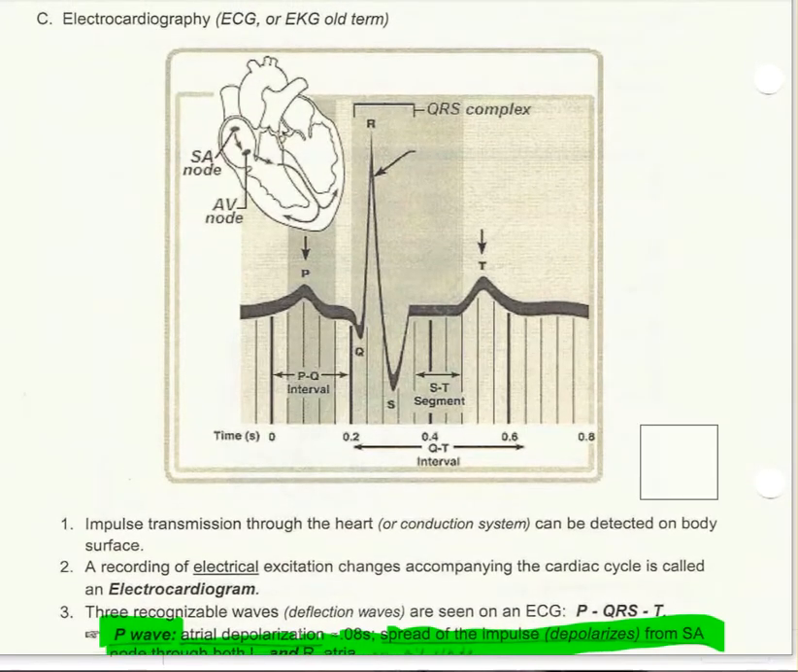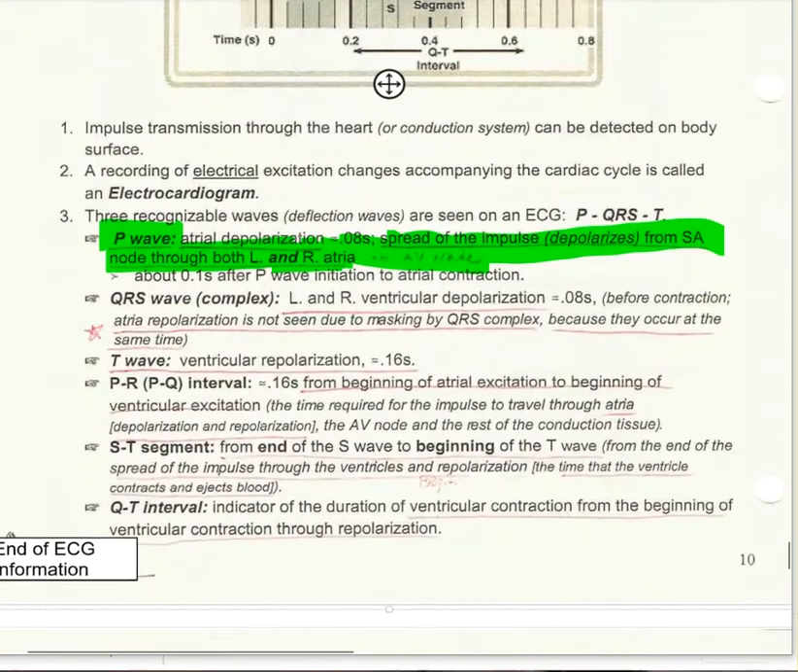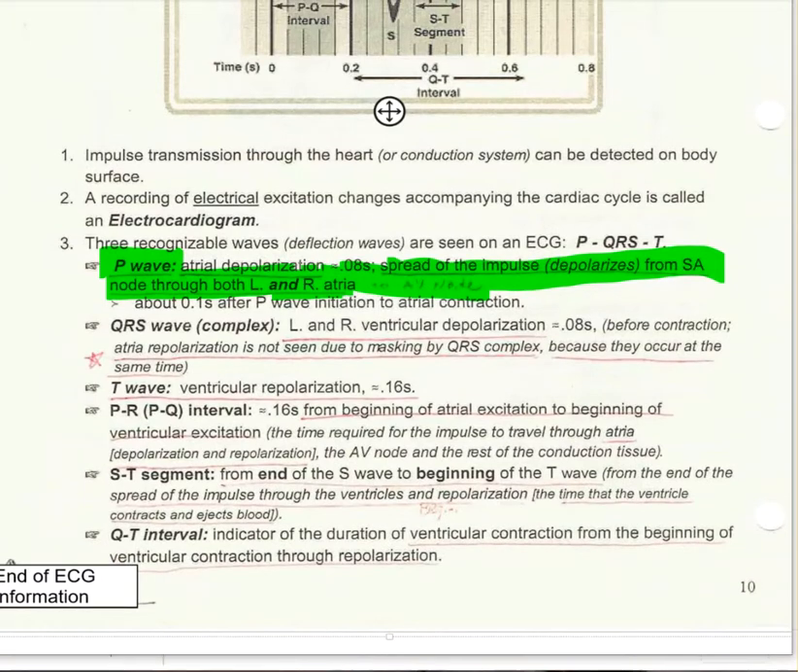Then we have the QRS complex. What's that? The QRS complex is where the AV node sends the message down through the apex, through all the Purkinje fibers, and we depolarize both ventricles. So the QRS wave is ventricular depolarization. This takes a little less than 1/10 of a second.